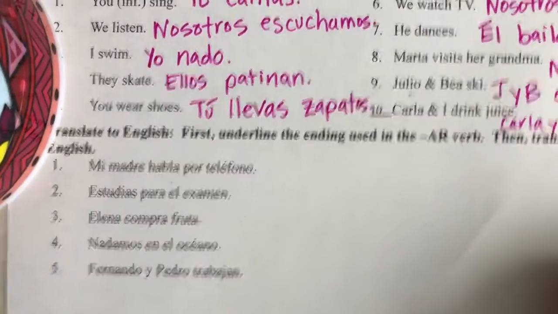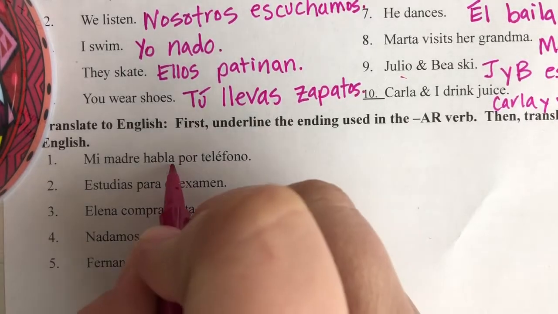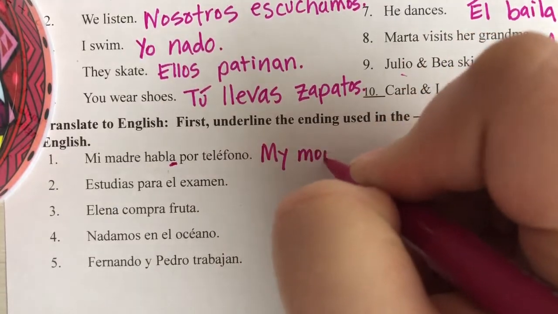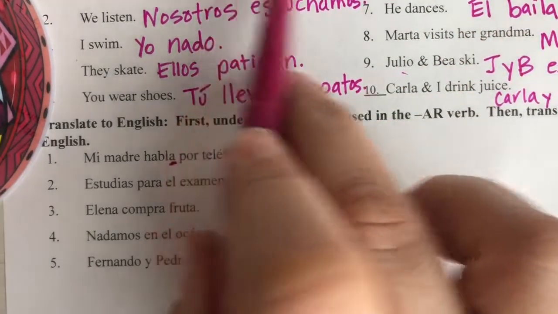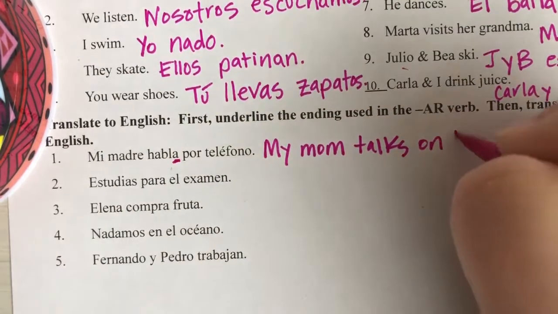All right, now, bottom part, it says translate to English. First underline the ending, then translate the sentence to English. So mi madre habla, here's my ending. My mom, and then if I look up here for hablar, it means to talk. So my mom talks on the phone.